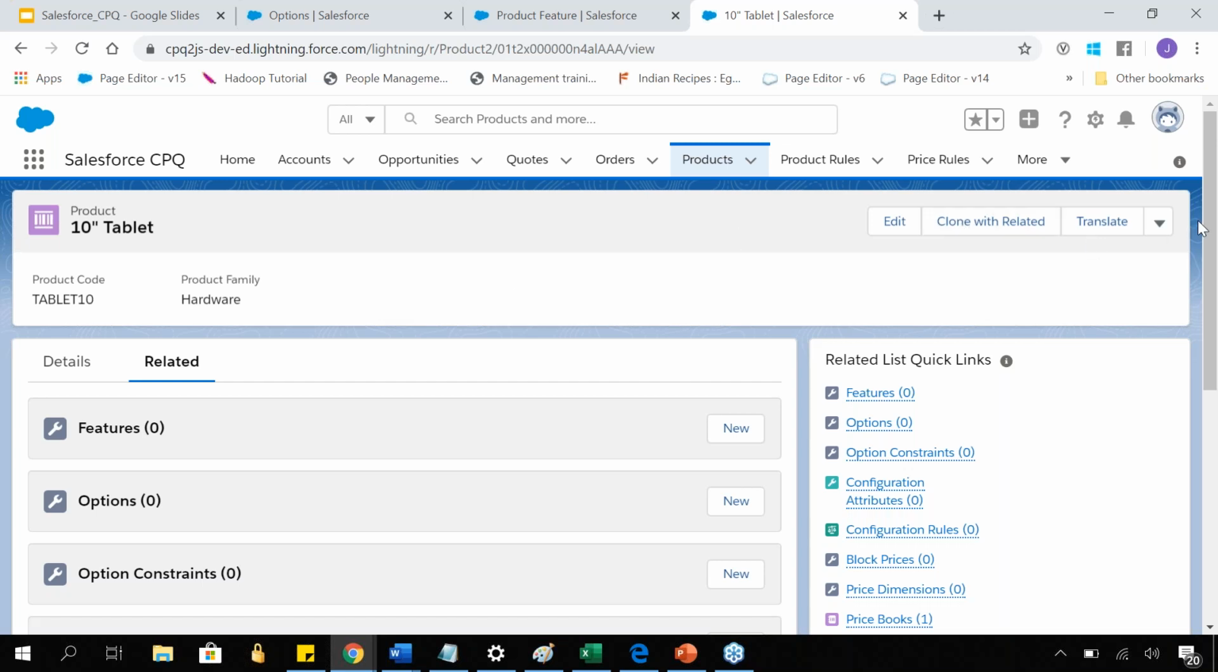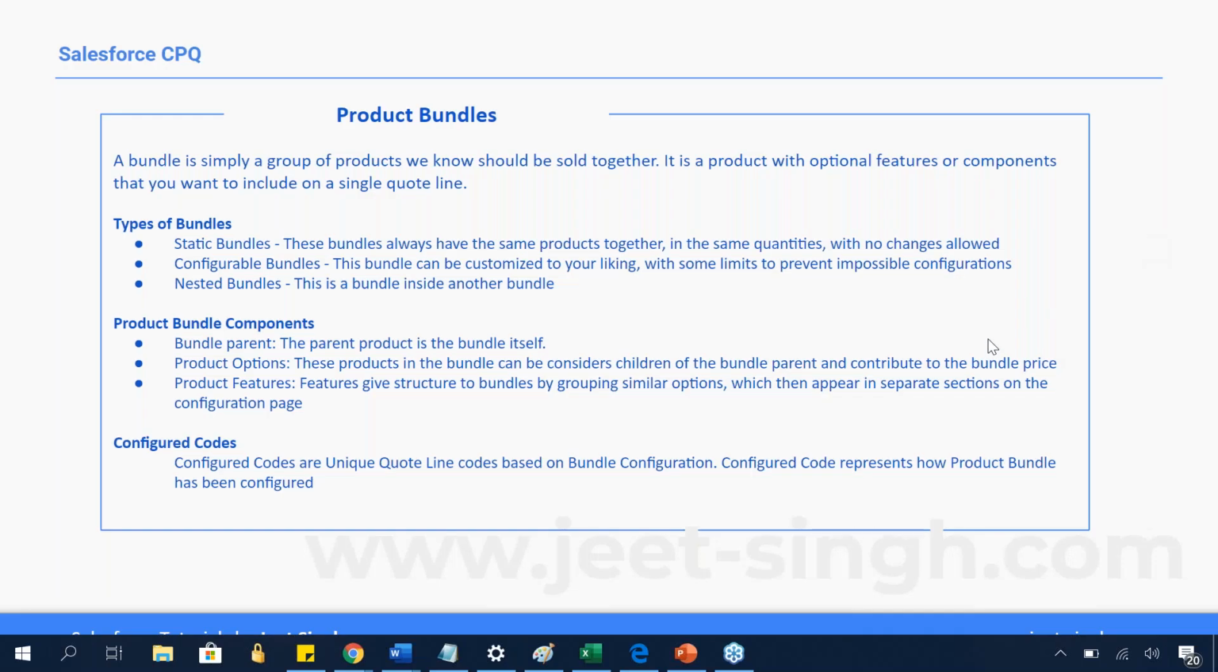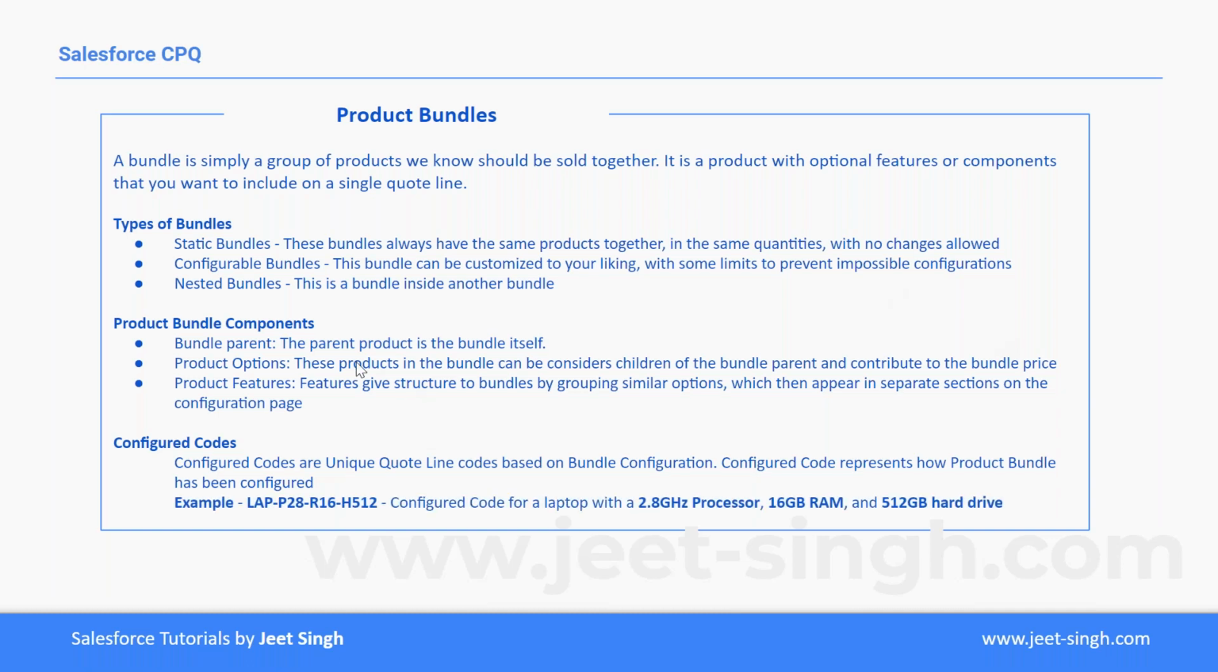Okay, so for that understanding, we have got something which we discussed in one of our earlier webinars, called configured code. Now, what is a configured code? It's basically the unique code for the product bundle. Okay, and how does it help? It looks something like this.